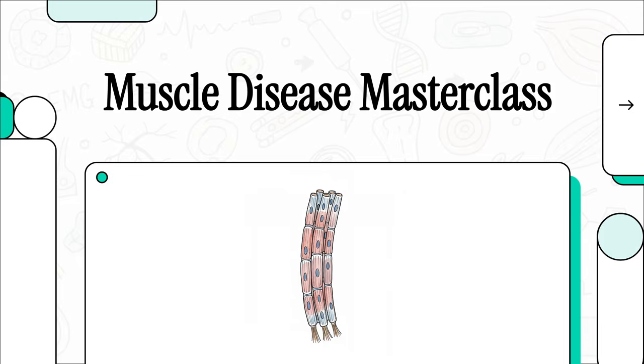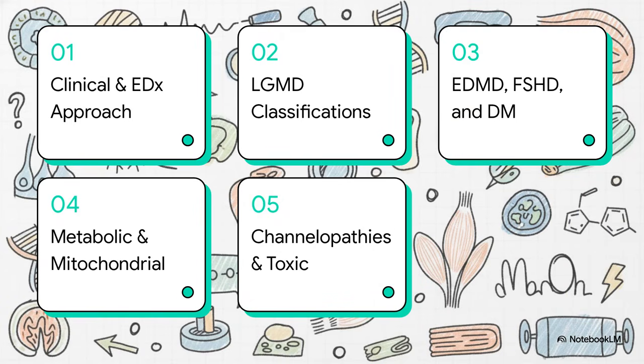Let's get into it. Here is our roadmap for today. First, the clinical and EDX approach. Second, dystrophinopathies and LGMD classifications. Third, Emery-Dreifuss, FSHD, and DM. Fourth, metabolic and mitochondrial myopathies. And finally, number 5, channelopathies and toxic myopathies.